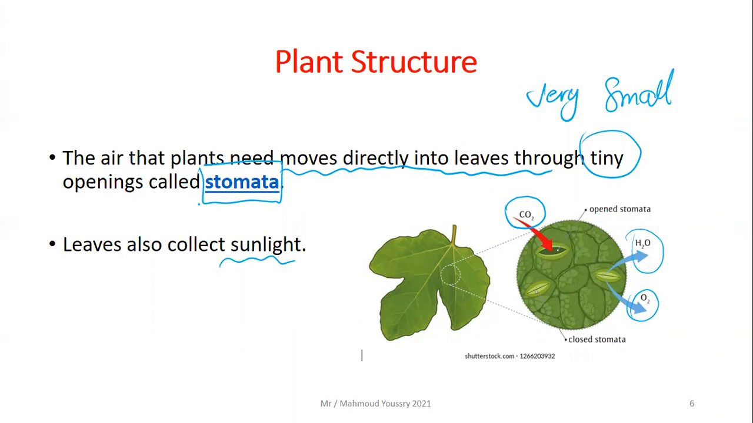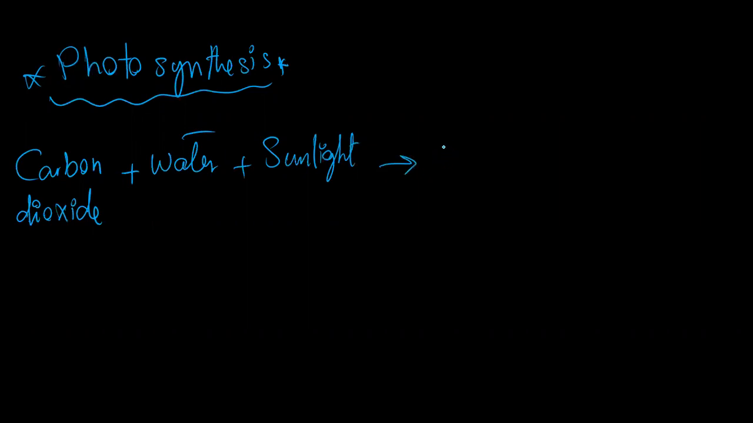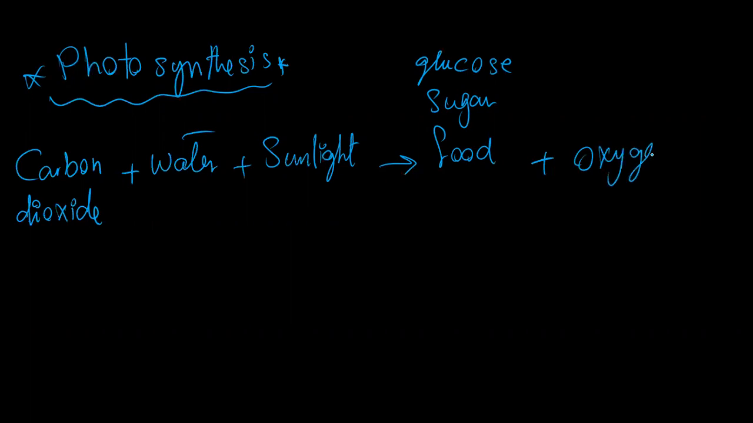So let's see again. Do you remember when we talked about the process of photosynthesis? Yes, for sure. We said that what the plant needs is carbon dioxide combined with the water from the roots and sunlight energy to perform photosynthesis and produce food or sugar, which we named glucose, and releases oxygen, right? So let's see.